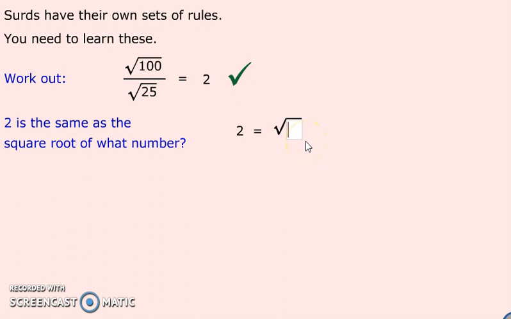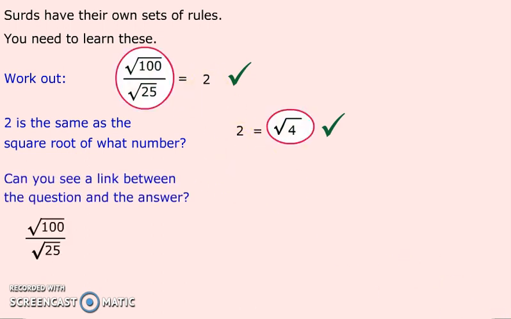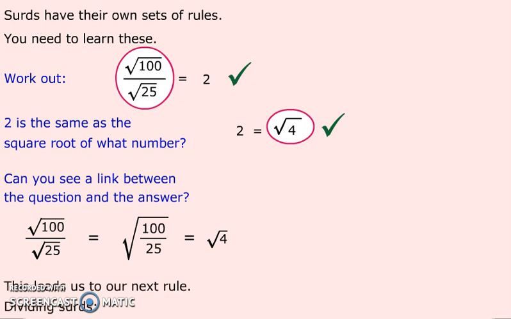And 2 is the same as the square root of 4. Okay, yes, so again you see the relation, the connection between this and this. So you see the numbers under these square roots, 100 and 25, if you divide them you get 4. That's why the answers are 2 and 2. So the link is very clear as you understood before. So the rule is, if you divide two numbers under the square roots, you can write it like this, or you may write it in this way.